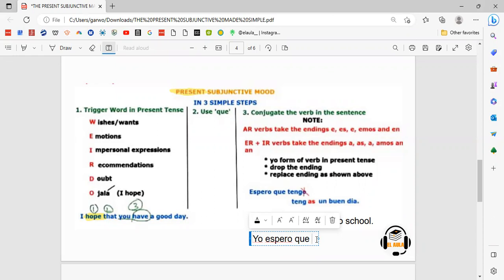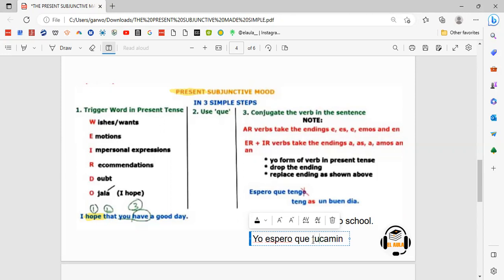What was the process? We're going to think about the yo form of the verb in the present tense, camino. Then we're going to remove that yo form ending. And then we're going to switch the endings and use the proper present subjunctive ending based on the subject that the verb is attached to.